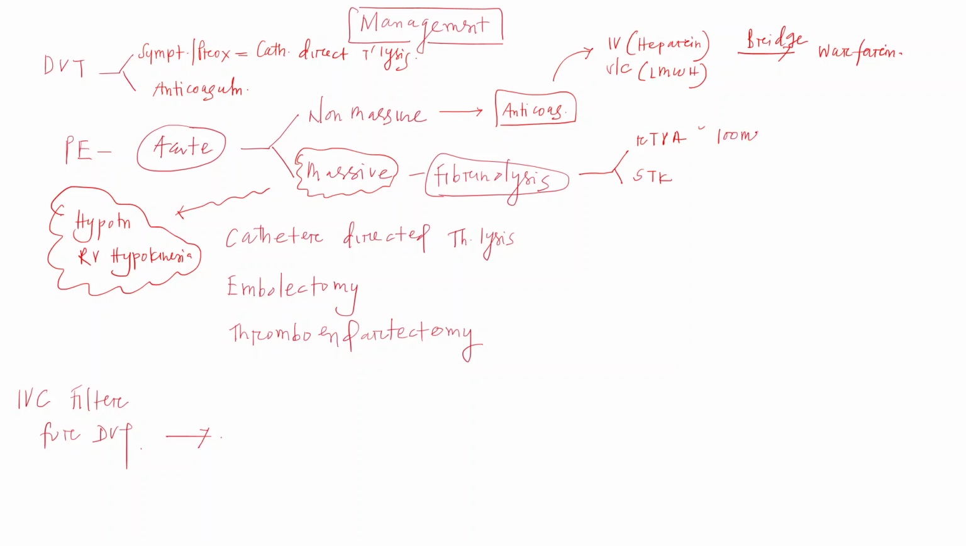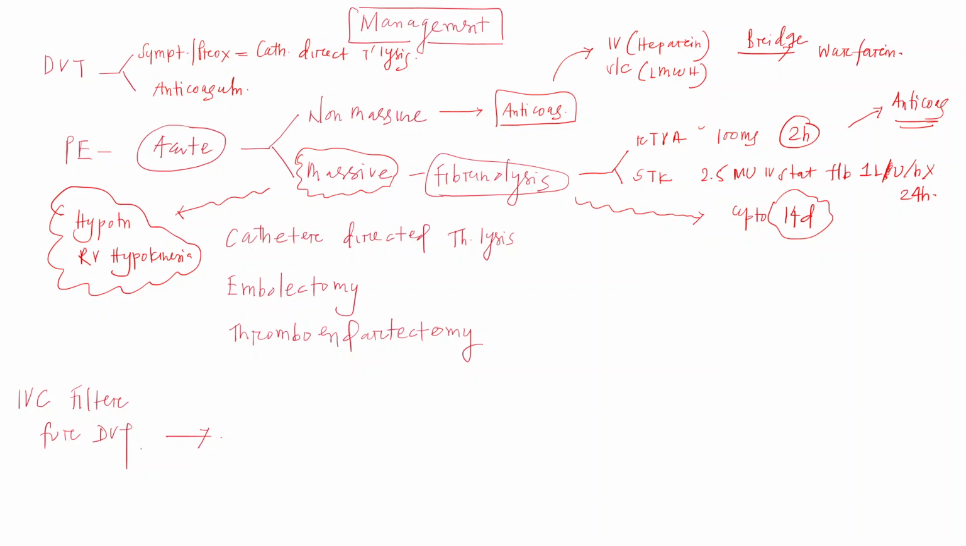For rt-PA, this is 100 mg over 2 hours. For streptokinase, this is 2.5 lakh units IV start, followed by 1 lakh units per hour for 24 hours. And this will, of course, be followed by anticoagulation. And remember, a very important point: fibrinolysis can be done up to 14 days. This is important to remember.